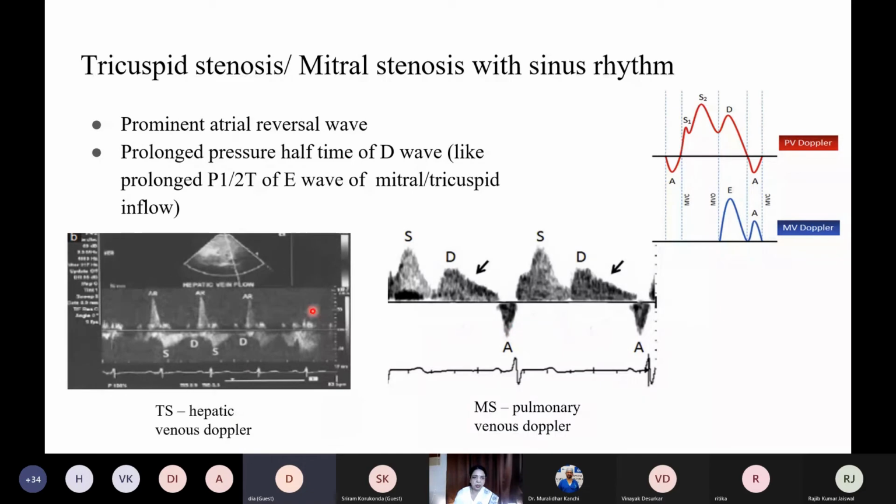Try to understand this: the big atria contract very powerfully against the stenotic valve. And in addition to that, this is very classic, that there is a prolonged pressure half time of the D wave, or deceleration time, similar to the deceleration time of the E wave, because I told you that the D wave always coincides with the E wave of the forward diastolic flow across the atrioventricular valve. So when you see the pressure half time of this and compare it with this, both are prolonged.